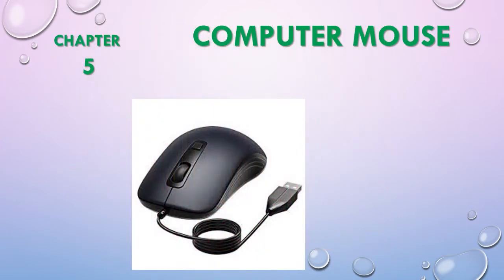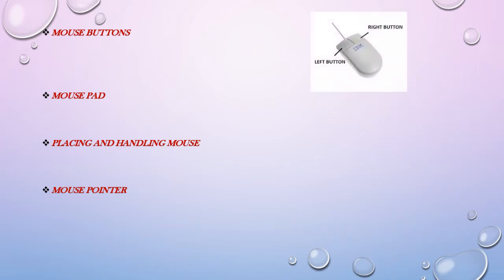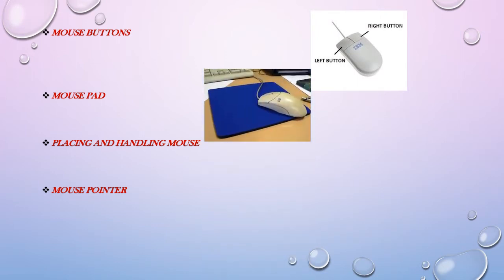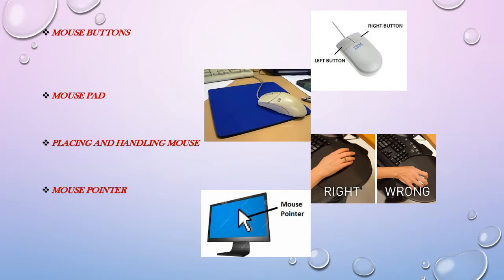Welcome to computer class again. We are going to see the continuation of the topic, chapter 5, computer mouse. Last week we have seen about mouse button, mouse pad, placing and handling mouse, and mouse pointer, right? Once again, first mouse buttons, the left button and the right button. And the next thing we have seen about mouse pad, and then placing and handling mouse, right? Then last we have seen about mouse pointer.